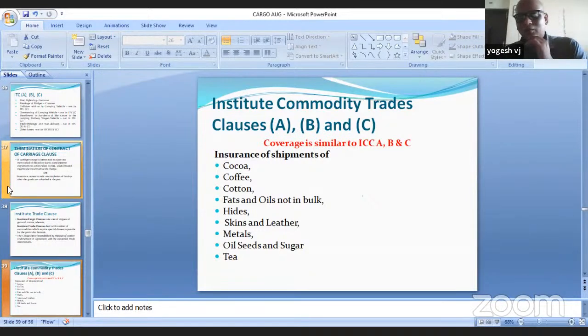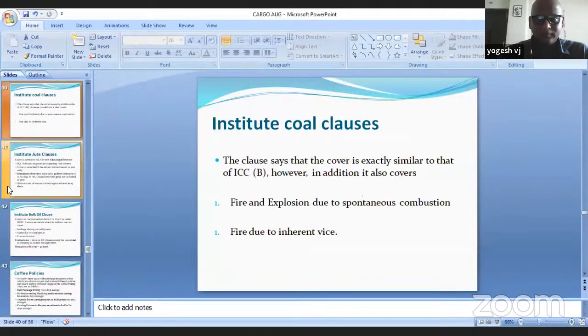Remember one thing, that the most common type of cargo moving across the world 24/7 is crude oil. It has ICC A, but apart from that, it is given an IBO clause, Institute Bulk Oil Clause. If you come across any annual turnover policy or open cover covering the commodity oil, crude oil, or mineral oil, you will come across this IBO clause. We will come to that. First, let us focus on Institute Coal Clauses.